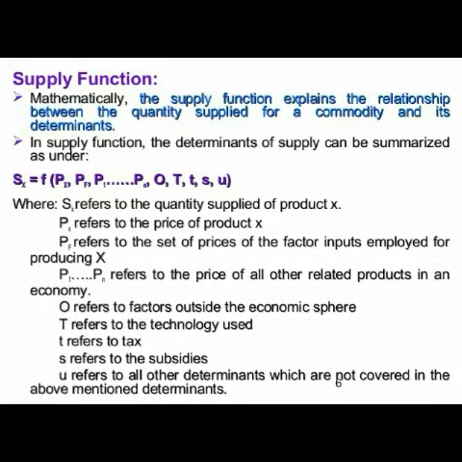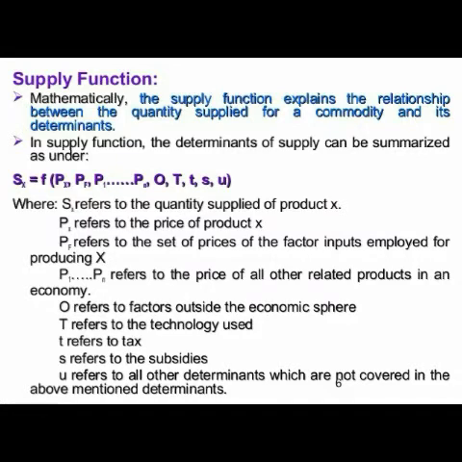First, the price of the product, definitely it affects. Price of related goods, just like the demand function, but the price of factors is also important, like input prices. Next is O. O refers to the outside economy, T is the technology, small t is the tax, S refers to the subsidy, U refers to other factors. Now students, there are 3 P's here. You can see the price of the product, the price of related goods like substitute goods or complementary goods, and PF, the price of the factor of production, that means input.